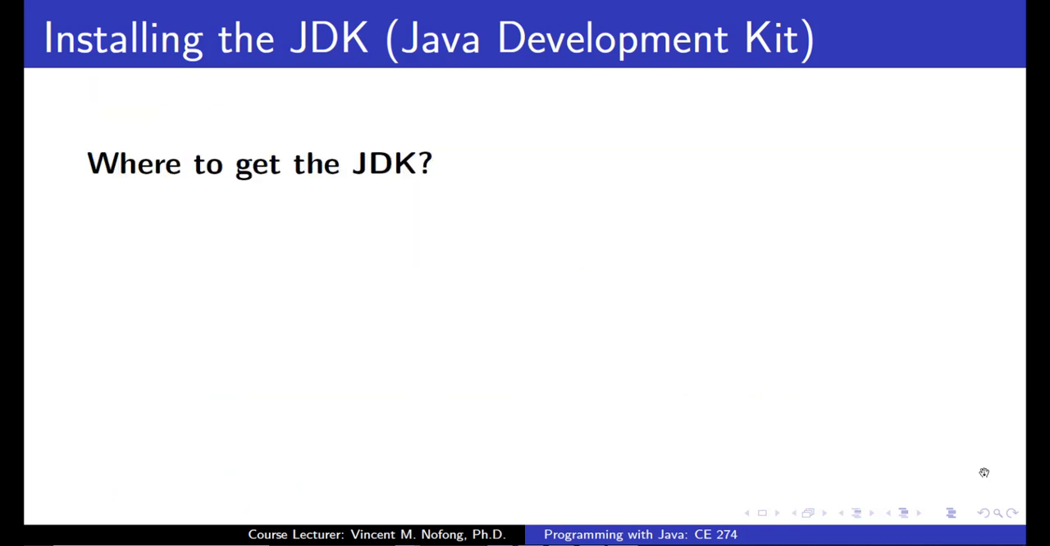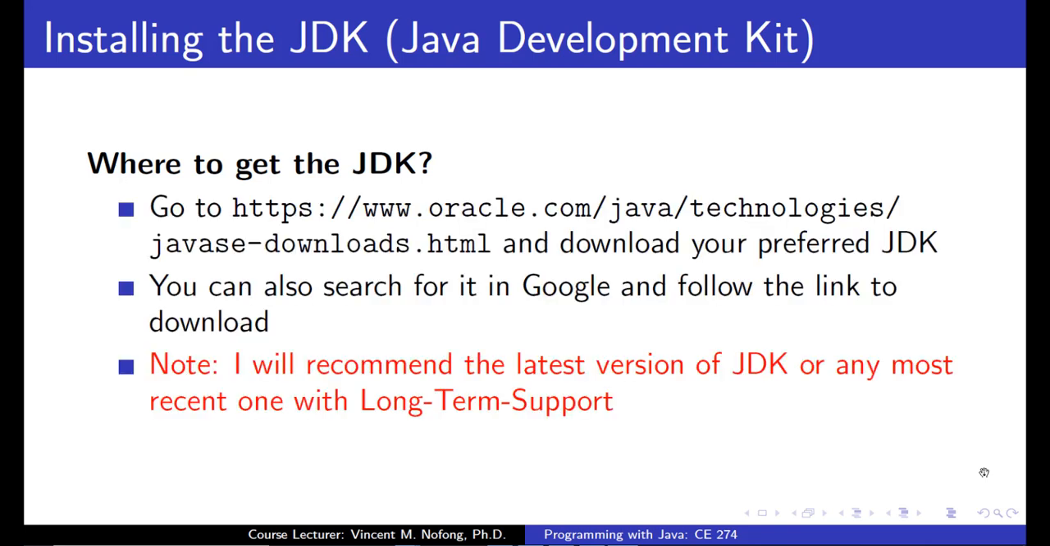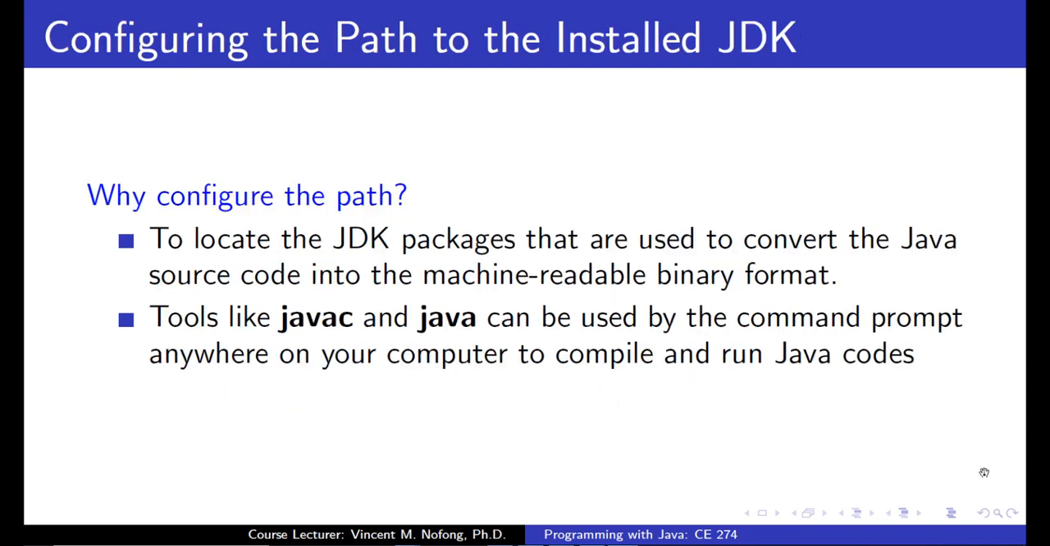So where do we get the JDK to install on our computers? We can get it from Oracle, or we can simply search for it in Google. We follow the link and download our preferred JDK. I will, however, recommend you download the latest version of the JDK or the most recent one that has long-term support. After installation of our JDK, we need to configure the path to the installed JDK.